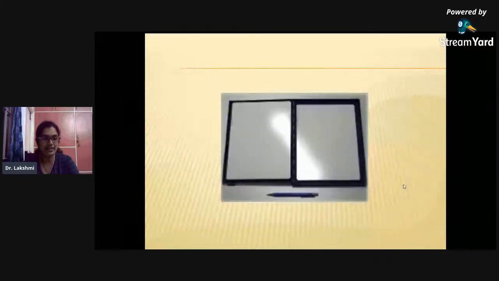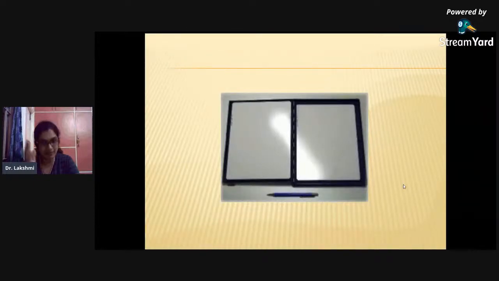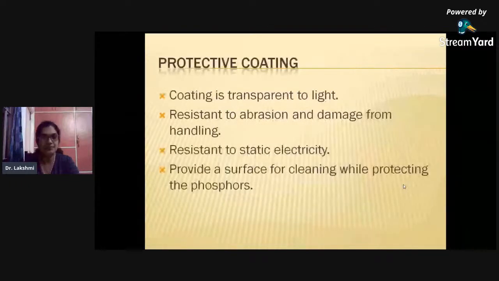This is how an intensifying screen sits within a cassette. This is an open cassette. The two white parts are the intensifying screens, and then the film is placed in between these, and the cassette is locked. Coating. The coating is transparent to light, and it is resistant to radiation and damage from handling.